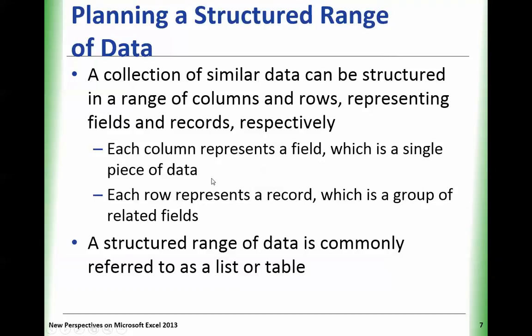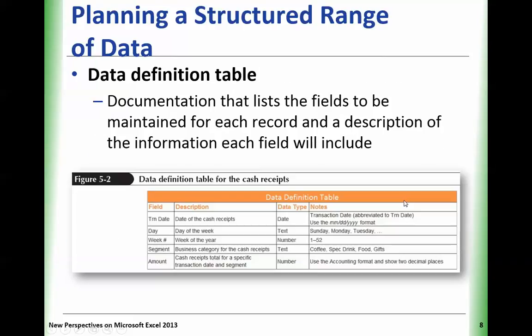When we're planning a structured range of data, a collection of similar data can be structured in a range of columns and rows representing fields and records respectively. Each column represents a field, which is a single piece of data. Each row represents a record, which is a group of related fields. Remember the columns go up and down, rows go left and right. So our column might be age, or our record might be Jim Bob, who is 18 years old. A structured range of data is commonly referred to as a list or table.